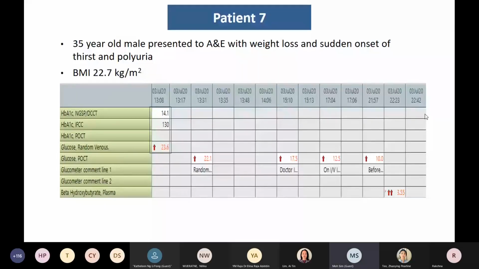This patient had multiple glucose levels taken through the course of the day. These levels range from 22.1, 17.5 to 12.5, and eventually to 10. And plasma beta hydroxybutyrate levels were raised at 3.55. So what did this patient have? This patient actually presented in DKA, or diabetic ketoacidosis.